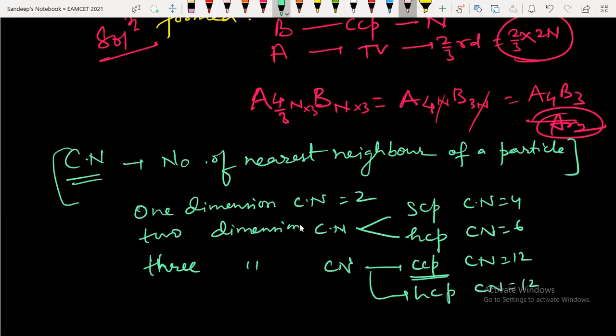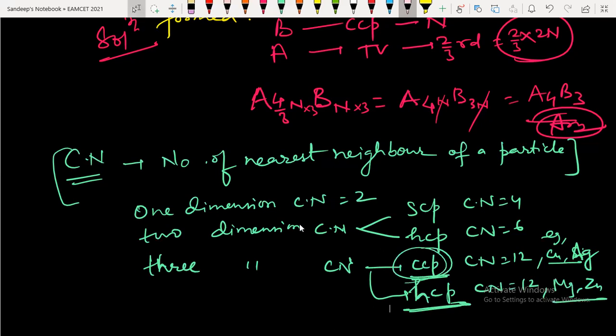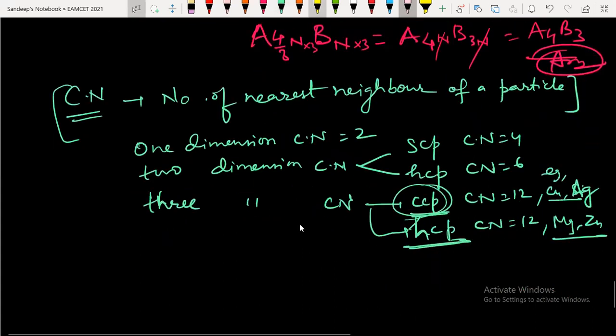In CCP, you have to remember the examples: copper, silver. These are the metals. And in the case of HCP, remember the metals magnesium, zinc. So these are the metals which form the HCP structure, and the CCP structure is formed by copper. There are other metals also, which you can see in the D block.